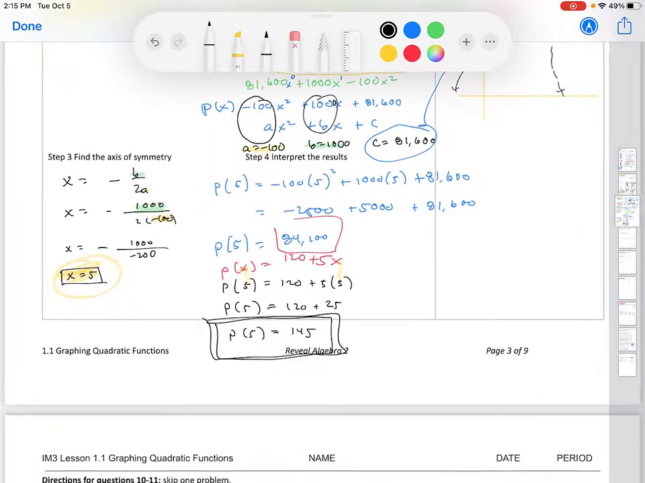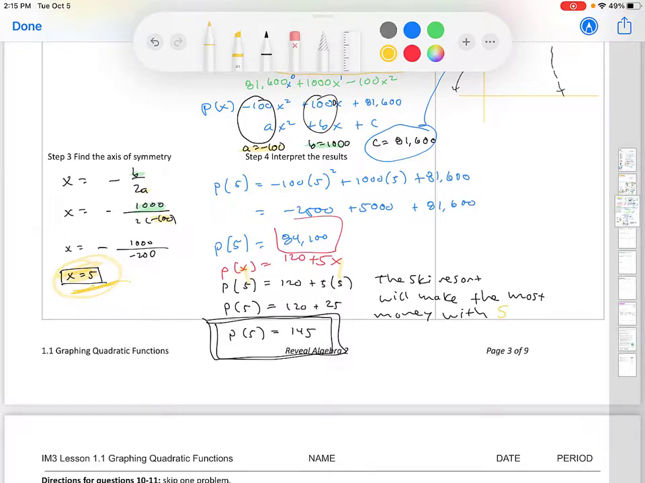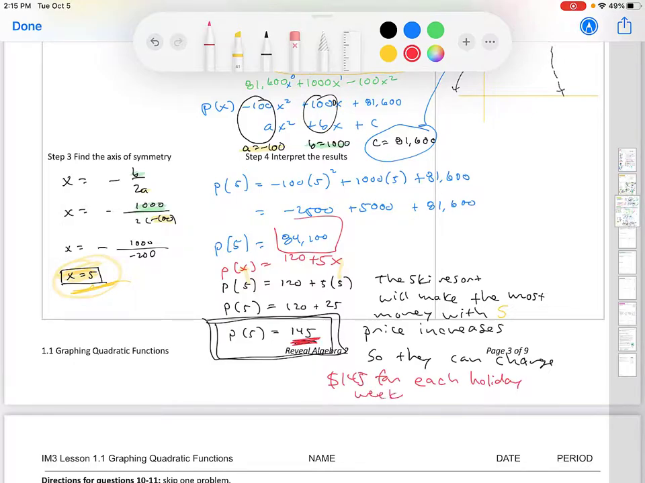I want to give you a visual for the next part. The ski resort will make the most money with 5, that's what my x value was, price increases, so they can charge, what was the y amount? $145 for each holiday weekend pass.